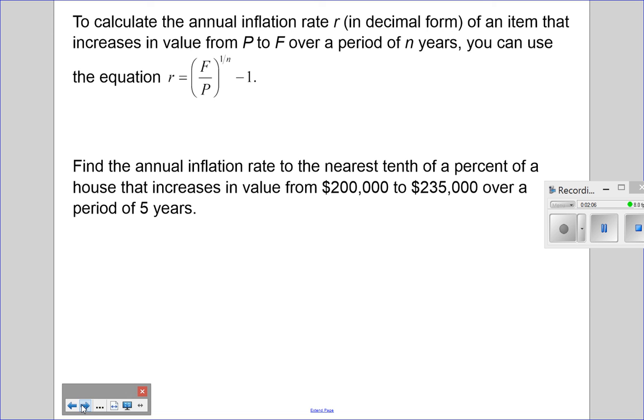Oh boy. To calculate the annual inflation rate, R, in decimal form, of an item that increases in value from P to F over a period of n years, you can use the equation R equals F divided by P to the 1 over n minus 1. To find the annual inflation rate to the nearest 1/10 of a percent of a house that increases in value from $200,000 to $235,000 over a period of 5 years.